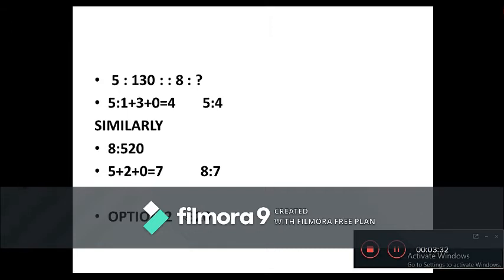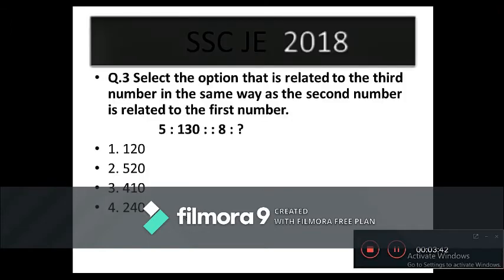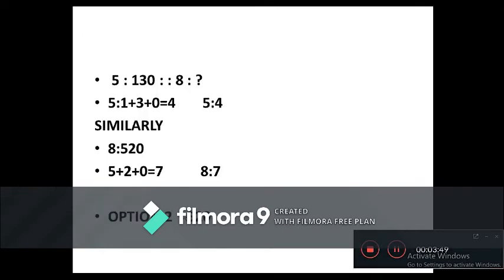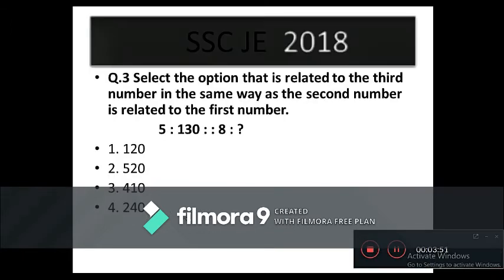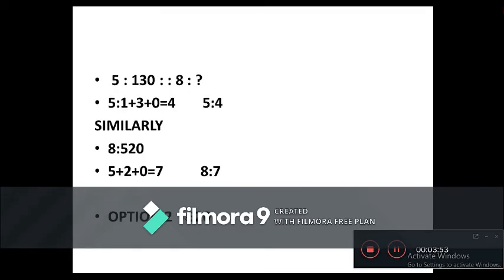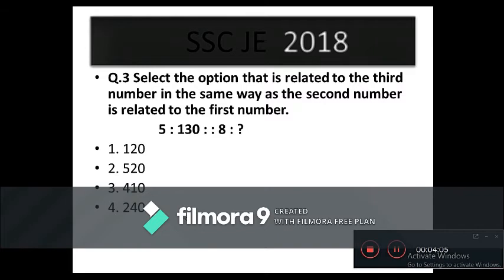Here 5 is to 130: 1 plus 3 plus 0 is equal to 4. So we got 5 is to 4. Then what is 8? In this type of question, we have to search in the options for how the answer will come. The answer is 520, option number 2. How did we get it? 5 plus 2 plus 0 is 7. So as 5 is to 4, 8 is to 7. Therefore the answer is option number 2, 520.